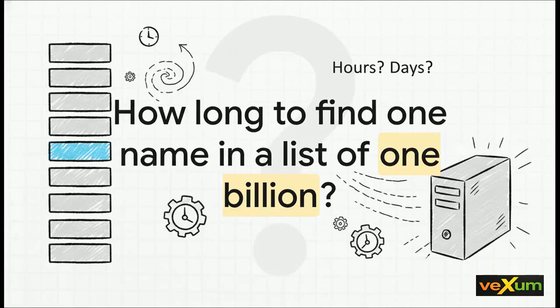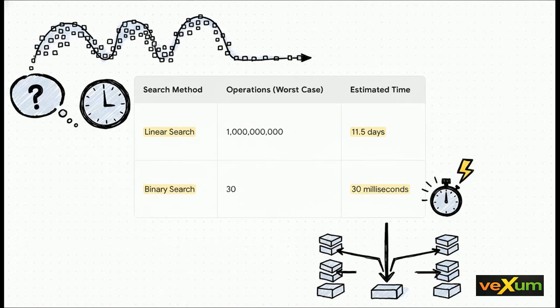Just take a guess. Well, if you did it the simple way, what we call a linear search, checking name number 1, then number 2, then number 3, it could take you up to 11 and a half days. But with the algorithm we're looking at today, binary search, it takes a grand total of 30 steps. That's about 30 milliseconds. Not days, not minutes, not even a full second. Milliseconds. So, how on earth is that even possible?